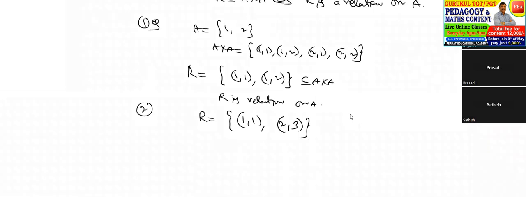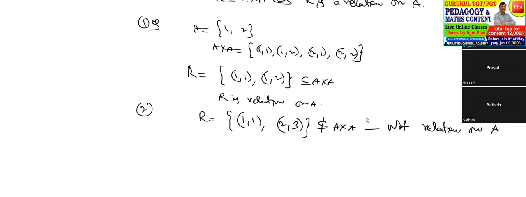Suppose R is equal to {(1,1), (2,3)} on the same set. Is it a relation on set A? No, because it's not a subset of A cross A, therefore it is not a relation on set A.